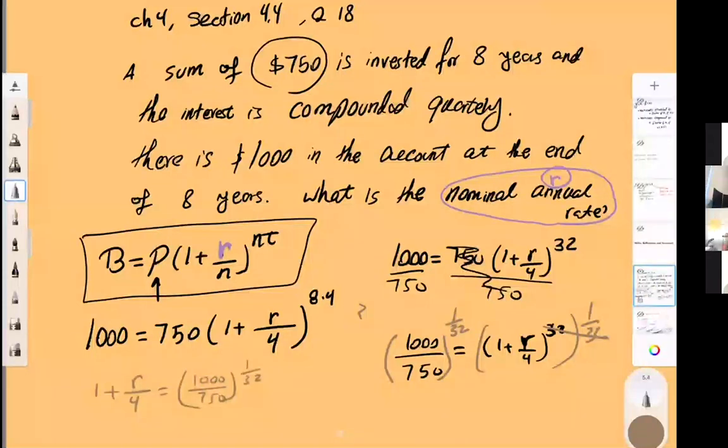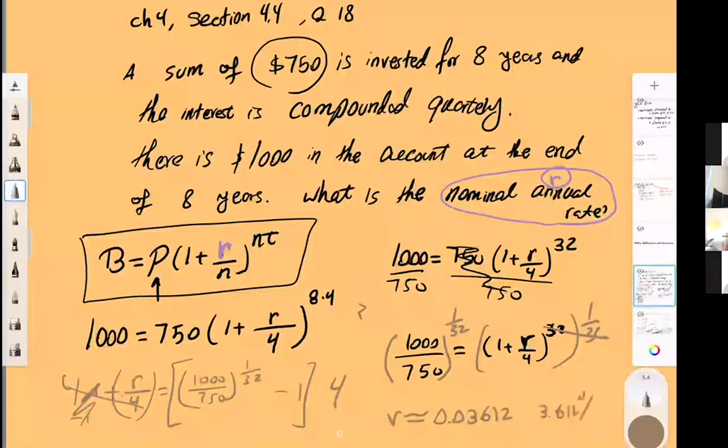So you calculate this. Then you subtract 1, correct? Then you multiply by 4 to get rid of the 4. Then you're done. You multiply this by 4 to have r. In this example, r was 0.03612, which is 3.612%. If you do all this work, but at the end you don't round it correctly, again, you don't get any points.